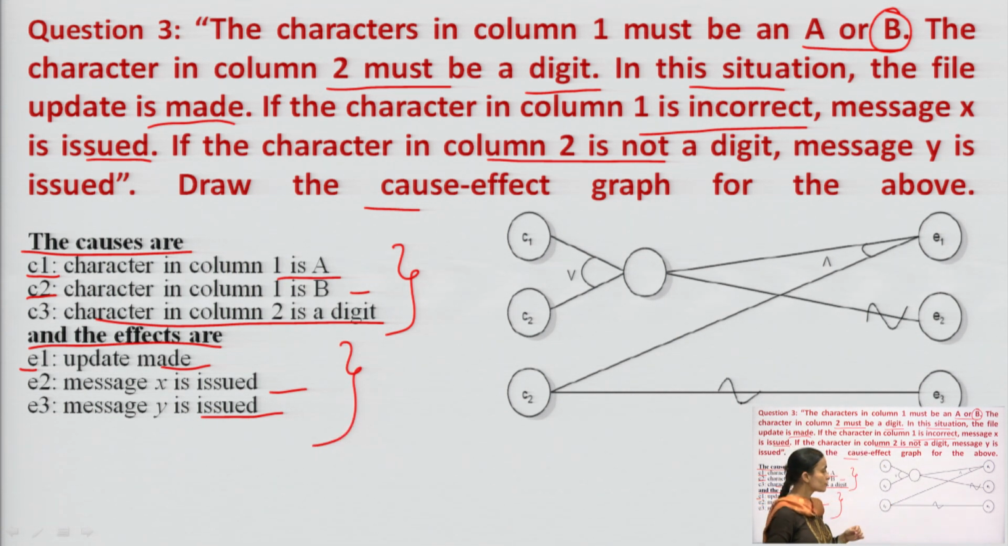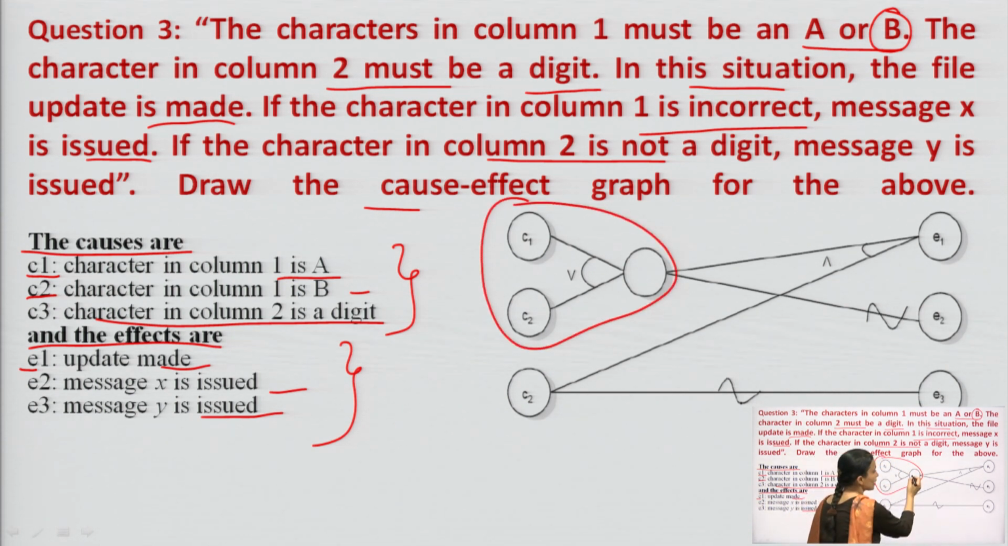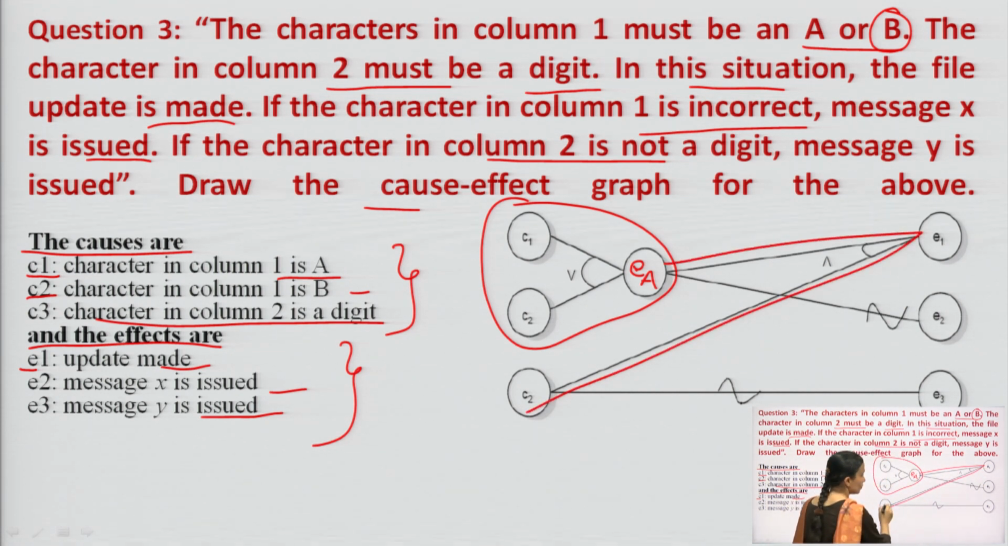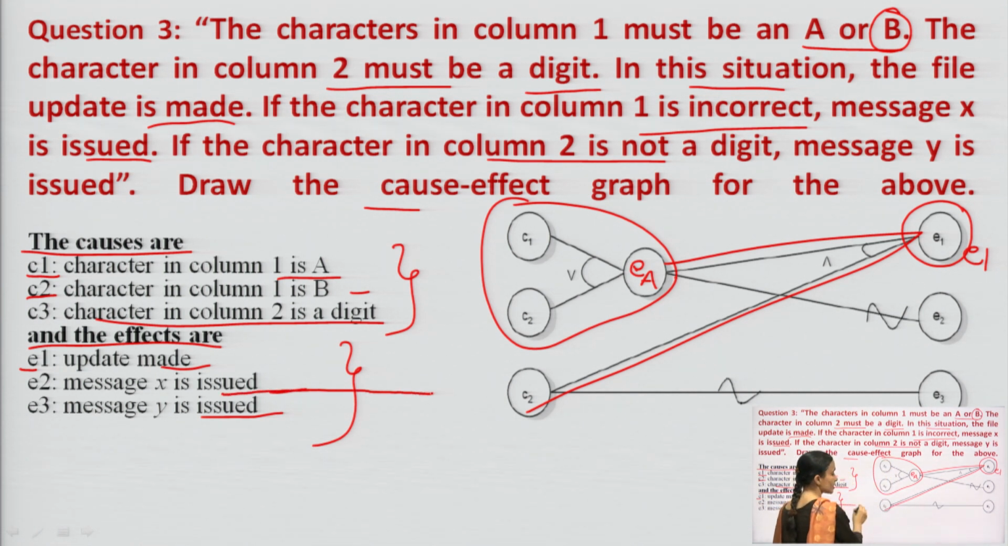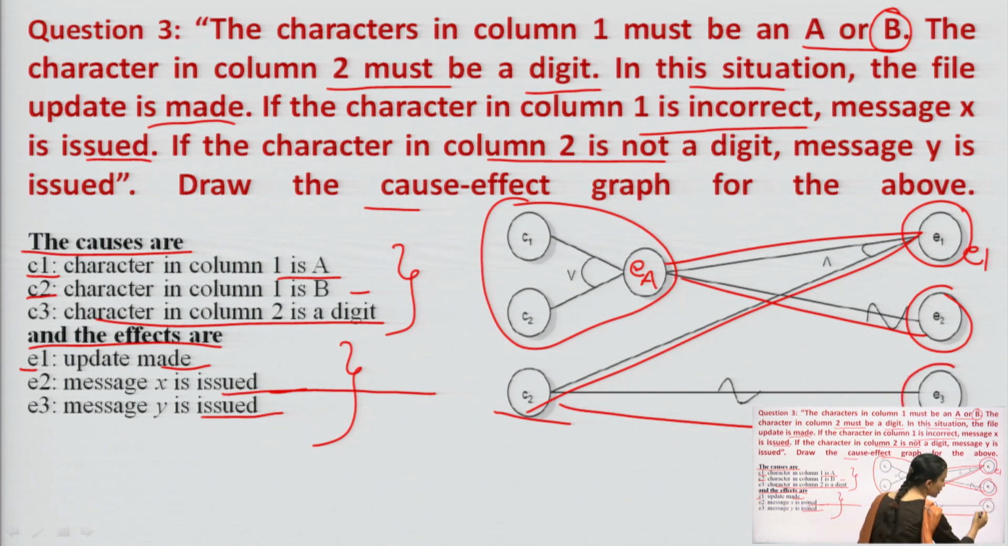Now the next step is to draw the cause effect graph. As I said, C1 or C2 can be there. So C1 or C2 gives me the first intermediate effect, EA. Then the second is that EA and C3 should both be there. This is my E1. Then if EA is not there, meaning either A or B is not there, I will print the second message, X is issued. And if C3 is not happening, I am going to issue message Y, that is my E3.